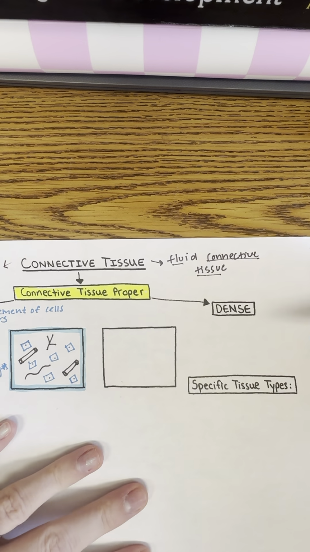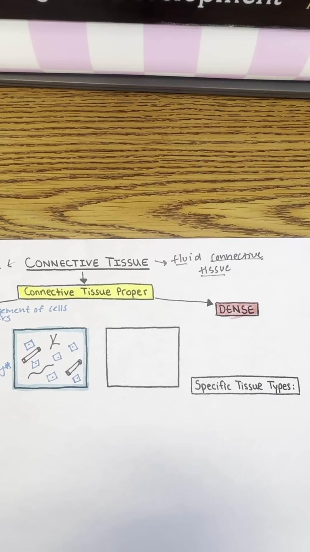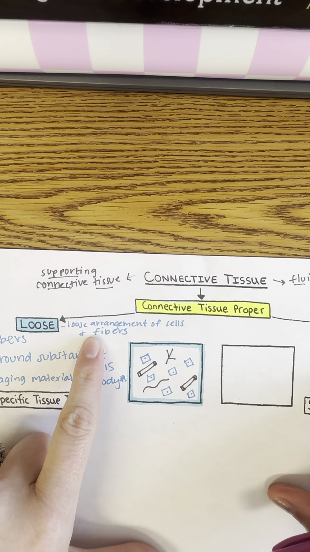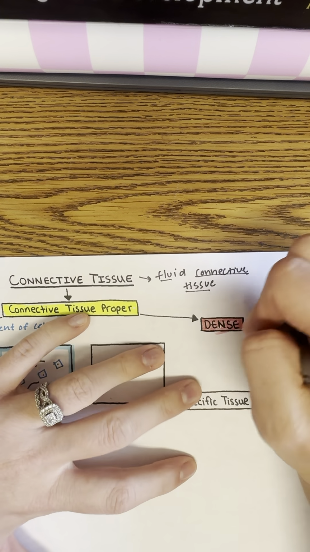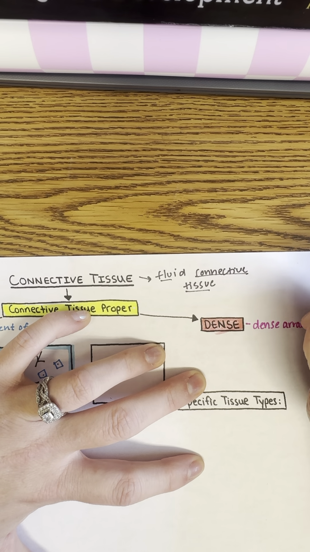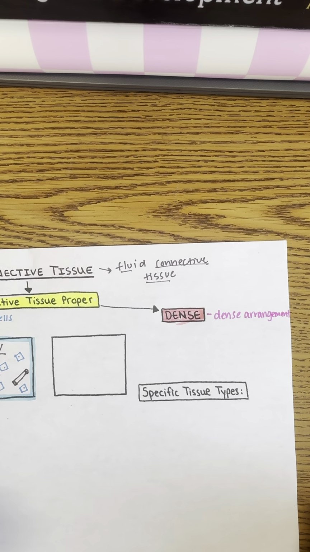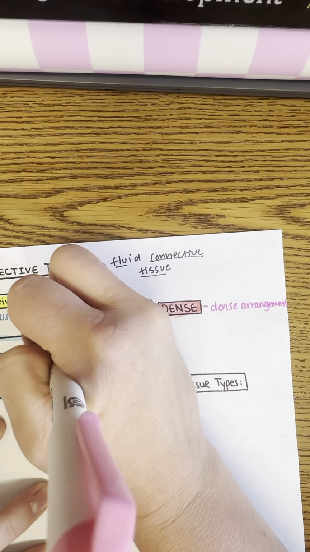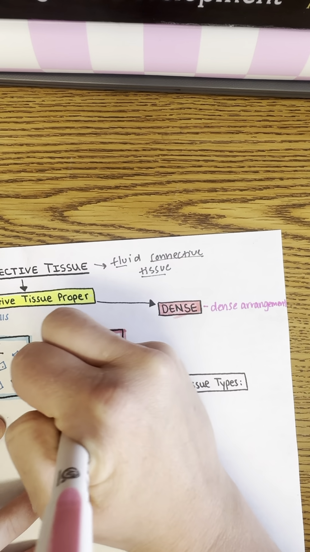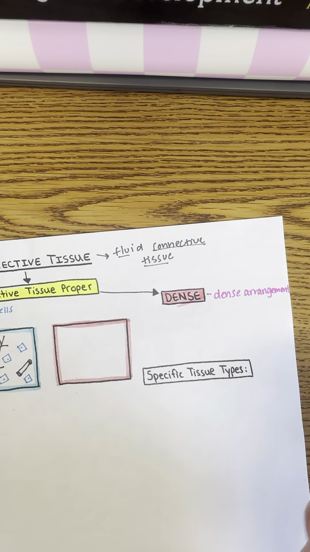So we're going to contrast that with the other side, and we're going to look at dense connective tissue. And I'm going to use a pink for this side. Okay, so it gets its name, if you haven't guessed yet. The loose had the loose arrangement of cells and fibers. Dense has a dense arrangement. So again, we're going to draw an example here. Highlight this box in pink so we differentiate between the two.